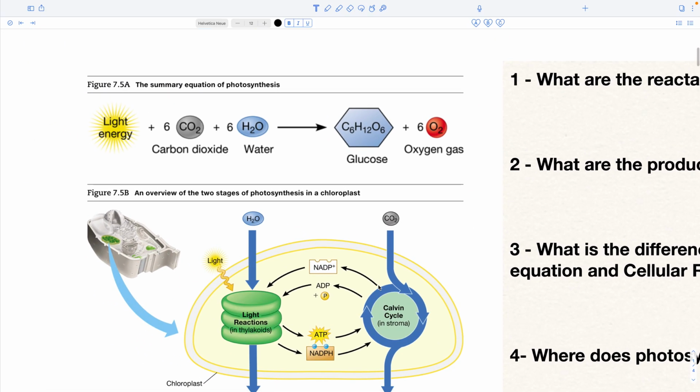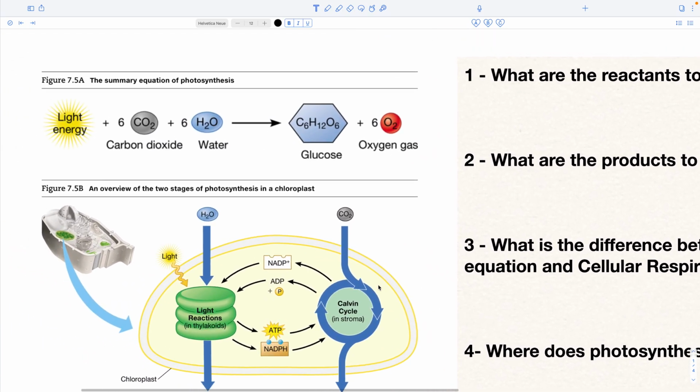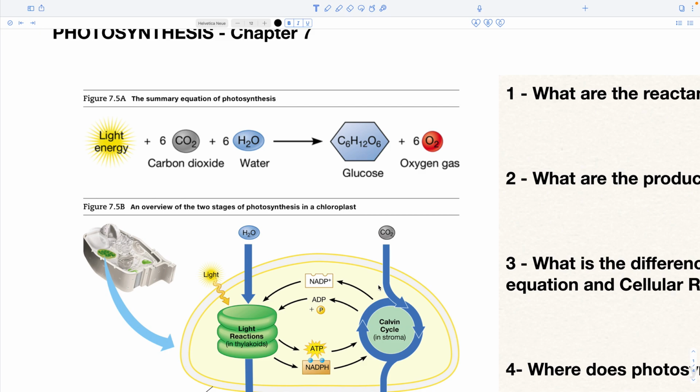This looks familiar, doesn't it? This is also what we saw for cellular respiration. Question 3, what's the difference between photosynthesis and cellular respiration? Anyone know the answer? Yeah? They're just switched. The reactants and products are switched.